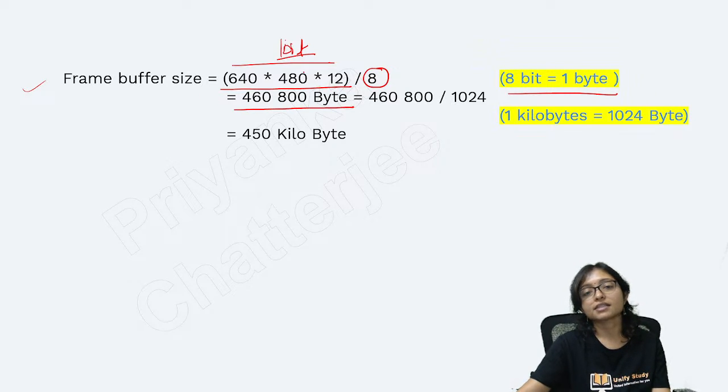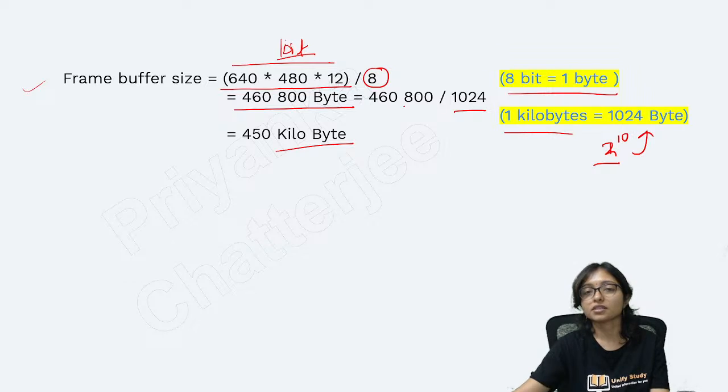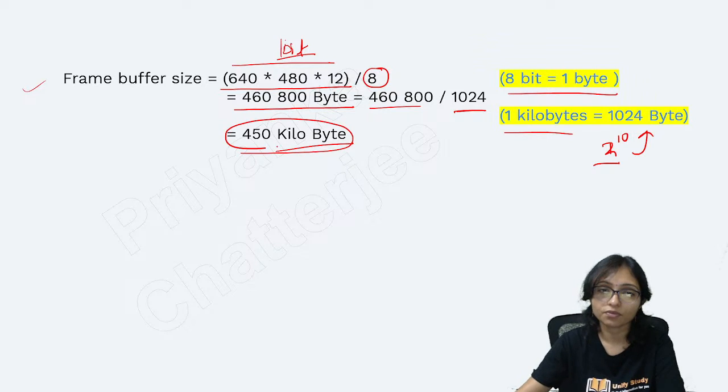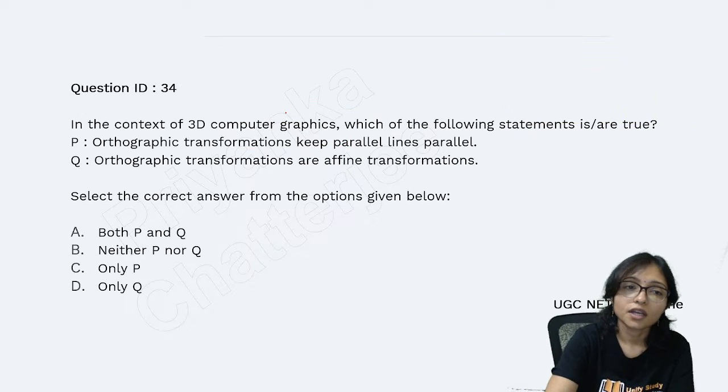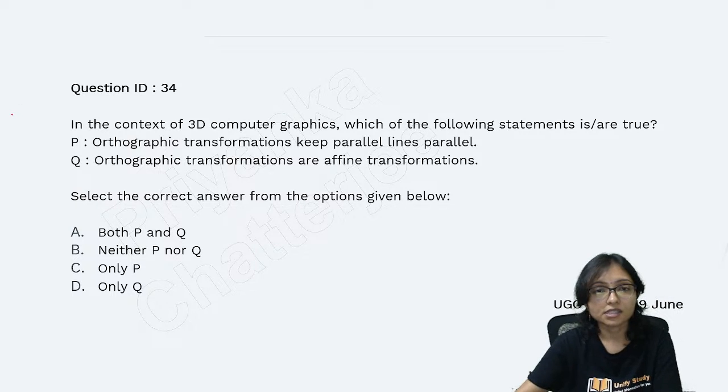Now still the answer is given in kilobytes. So 1 kilobyte equals 2 to the power 10, which means 1024 bytes. So I have to divide by 1024. Total, this one I have to divide by 1024. So my answer will be 450 kilobytes. Now tell me what will be the answer for this one.